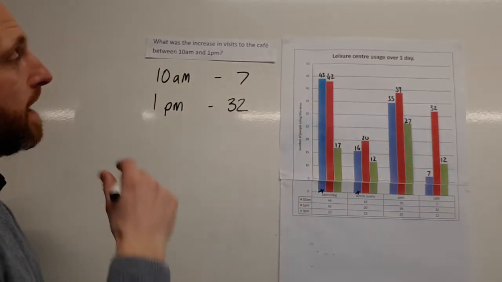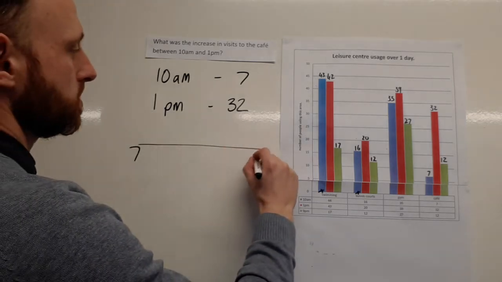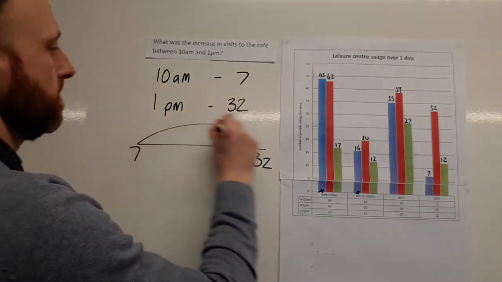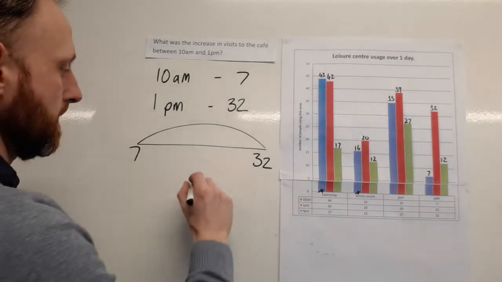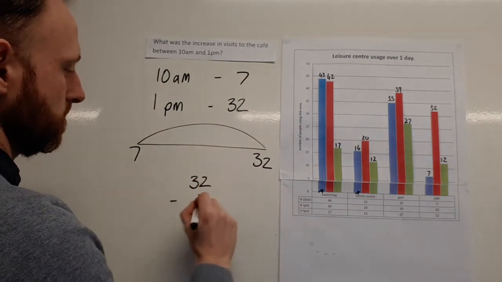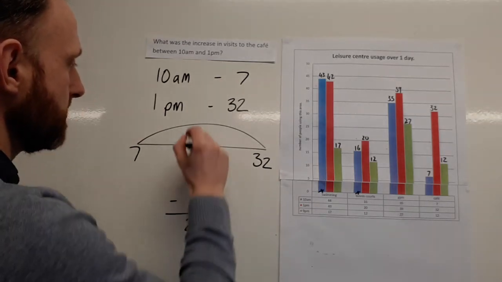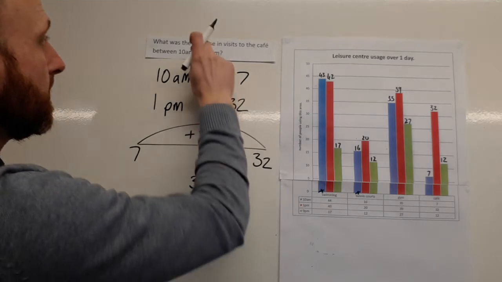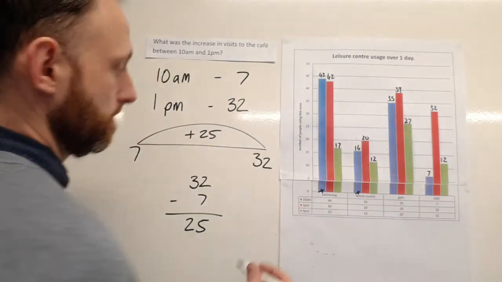Now I need to work out the increase, so I'm thinking about the difference between. So if you think, what's the difference between the 7 people that were there at 10 a.m. and the 32 that were there at 1 p.m.? So again, I could subtract it, I can do that mentally. 32 subtract 7 is 25. So the difference, the increase, is 25. It increased by 25 people.